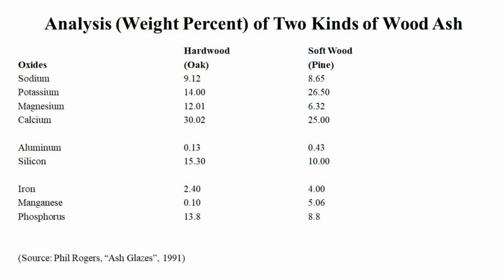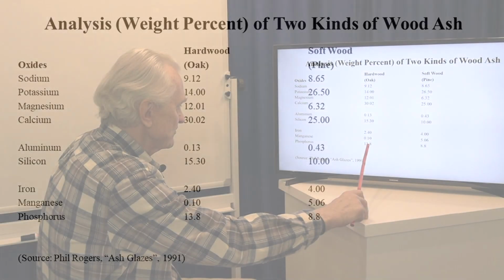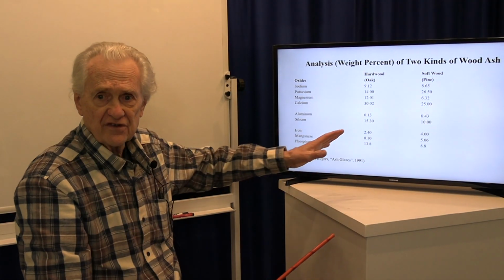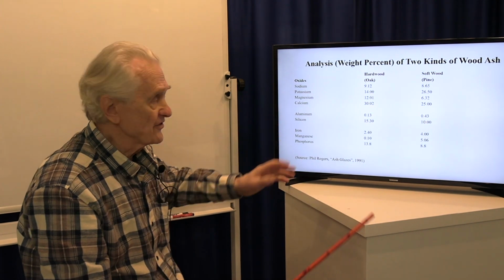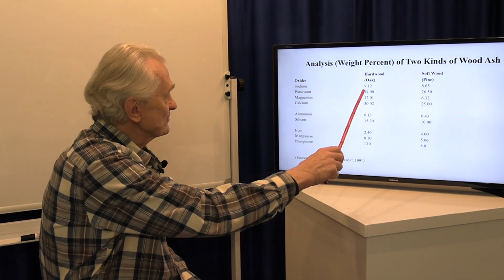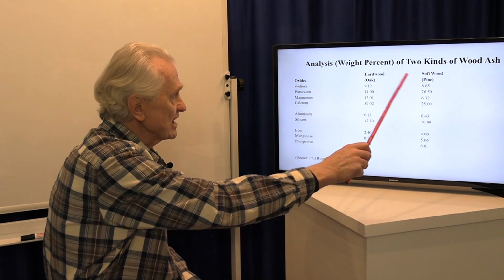And so I think this is just an example of two different general categories: hardwood, represented by oak, and softer wood, represented by pine. And there's a difference in the types of elements they're getting from the ash, if you notice. Like in the hardwood oak ash, for instance, there's not as much potassium as there is in the softwood, but there's more magnesium. And there's more silicon than there is in the softwood, and there's more of the phosphorus. So there are differences in the ash content, mostly in the flux content is what we really care about. There are differences in the flux content between hardwood ash and softwood ash.